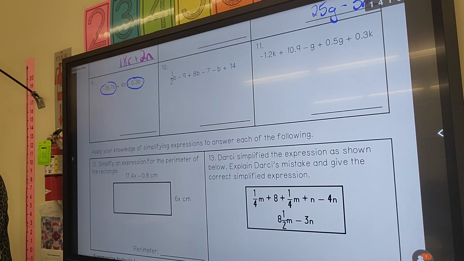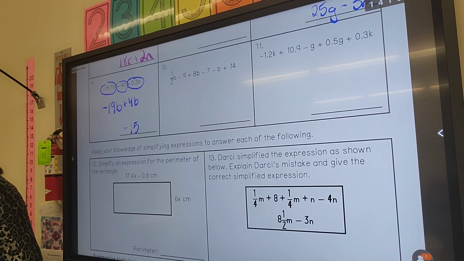Those would combine to make a whole number. It would be negative 19b, right? What's negative 19 plus 4? Logan? Negative 15b. Yeah, negative 15b.